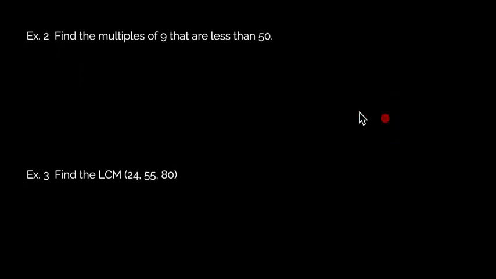It says find the multiples of 9 that are less than 50. So we're just going to start with 9. 9 times 1 is 9. 9 times 2 is 18. 9 times 3 is 27. 9 times 4 is 36. 9 times 5 is 45. 9 times 6 is 54, which is bigger than 50, so we're going to stop. These are the multiples of 9 that are less than 50. That's all you do. You just start multiplying 1, 2, 3, 4 until you hit a number that's bigger than 50, and you have to stop before you get there.